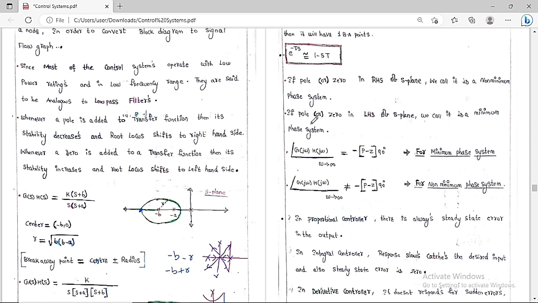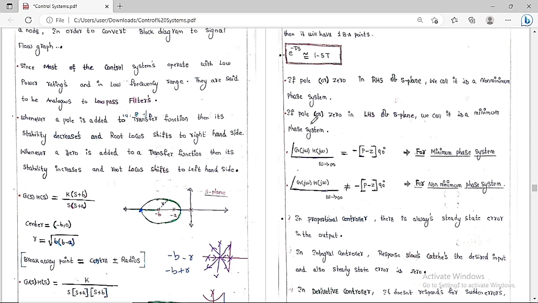Now the next one is, if there is a pole or zero in the right half of the s-plane, we call it a non-minimum phase system. Here we are going to see the difference between the non-minimum phase system and the minimum phase system. If all the poles and the zeros lie only in the left half of the s-plane, then we say it is a minimum phase system.